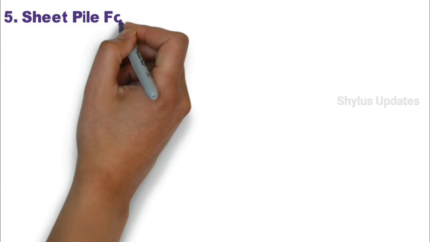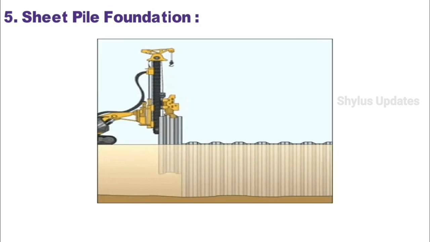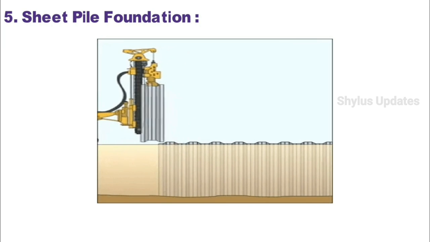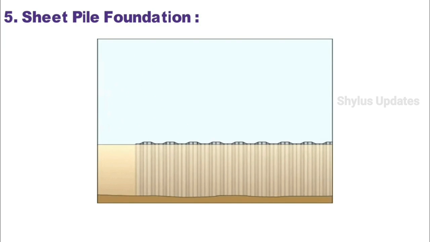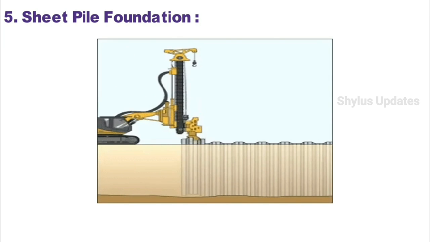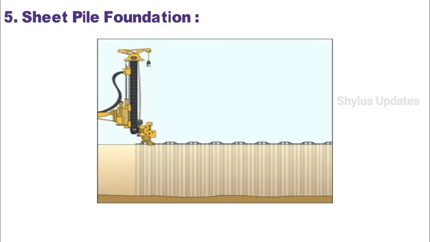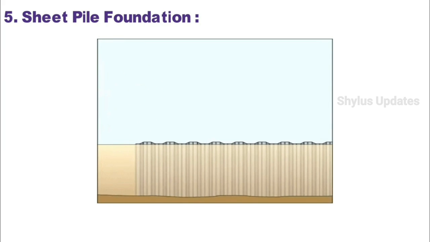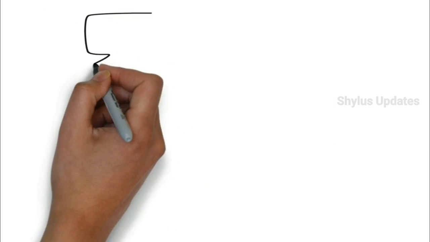Sheet pile foundation. Sheet piles are sections of sheet materials with interlocking edges that are driven in the ground to maintain the earth retention and provide excavation support. Sheet piles are usually made of steel but can also be made of wood or reinforced concrete.